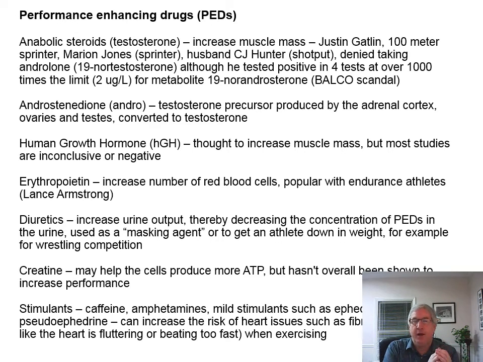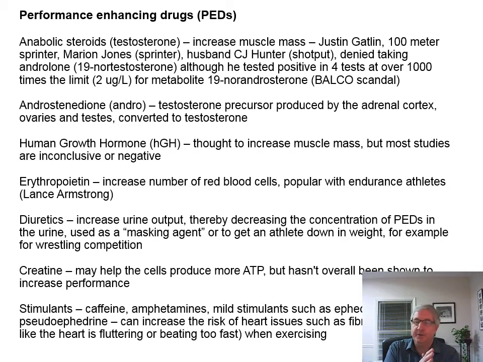So other things that you can do. Androstenedione, also called andro, is a testosterone precursor produced by the adrenal cortex, ovaries, and testes, and that can be converted to testosterone. Another one is human growth hormone, thought to increase muscle mass, but nobody really knows for sure if it does that or not. It's kind of inconclusive. Lance Armstrong did EPO, erythropoietin, which increases the number of red blood cells in you. It's very popular with endurance athletes.